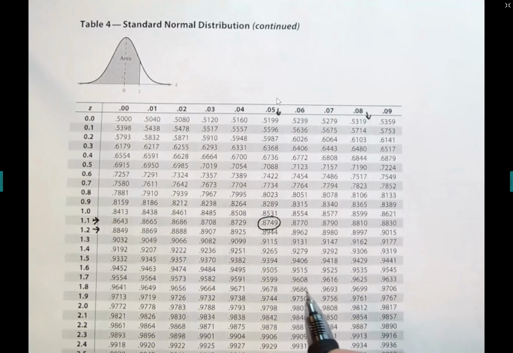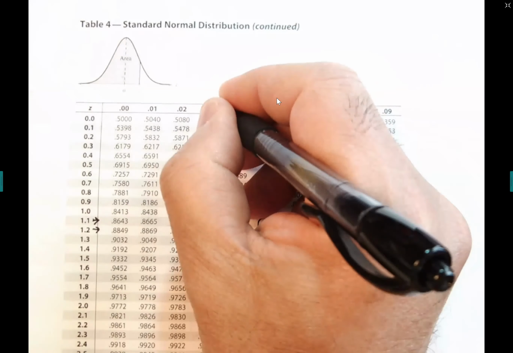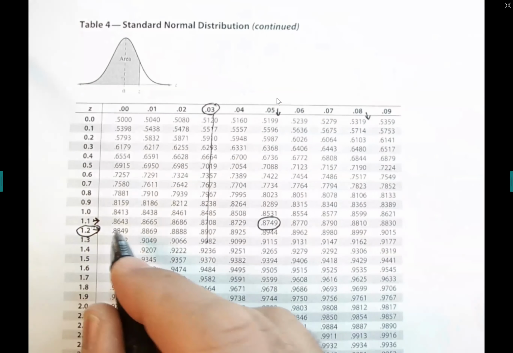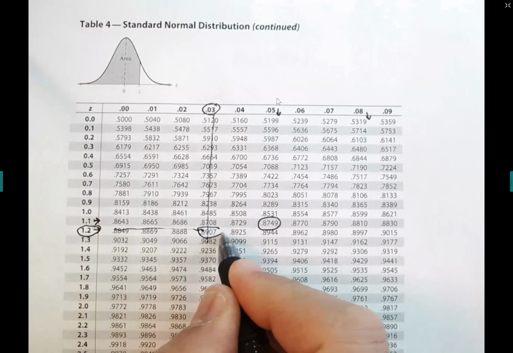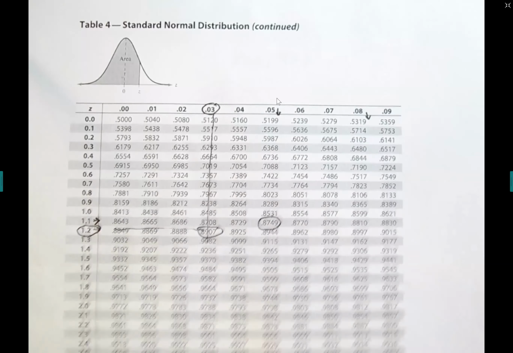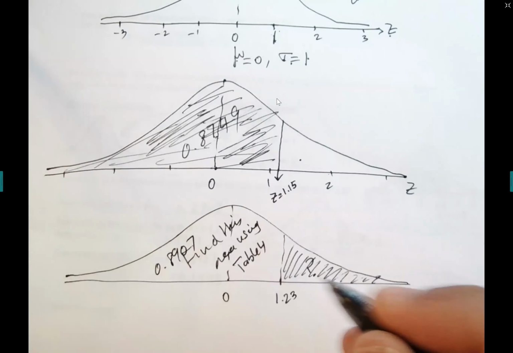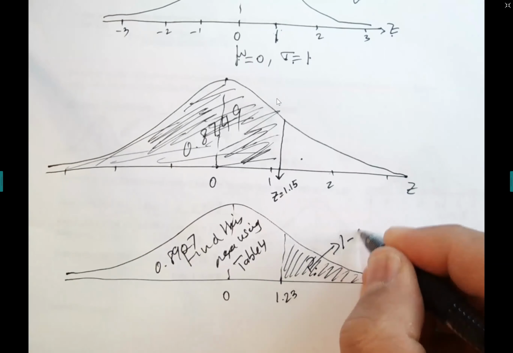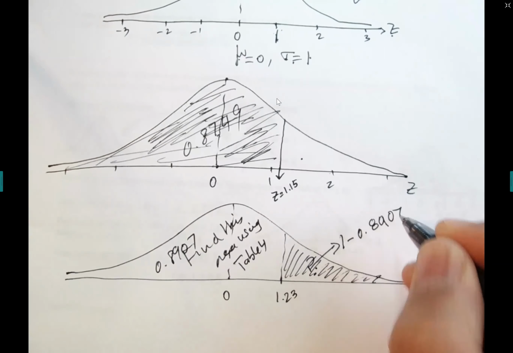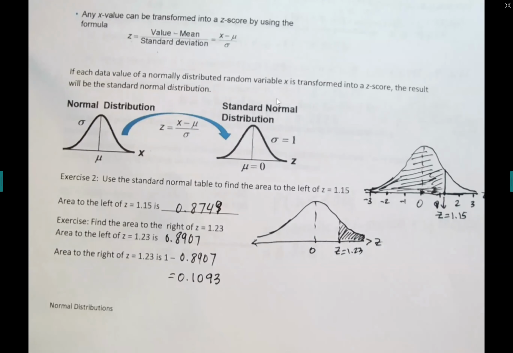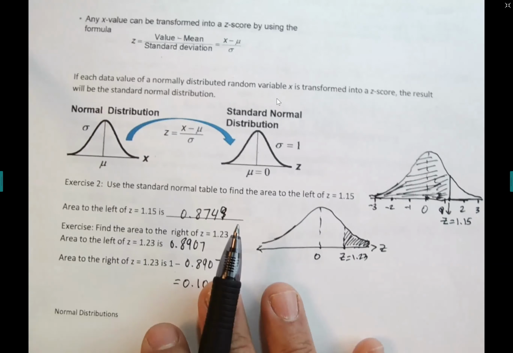1.23. That's a 3, guys. That's 1.2. And you just go this way. You go that way. It's 0.8907. So this is 0.8907, but that's not what I want. I want this, it will be 1 minus 0.8907. I hope that this makes sense, guys. It's just logic. It's not statistics, it's just logic. So 1 minus 0.8907 will be 0.1093.